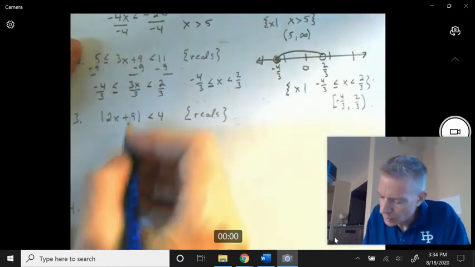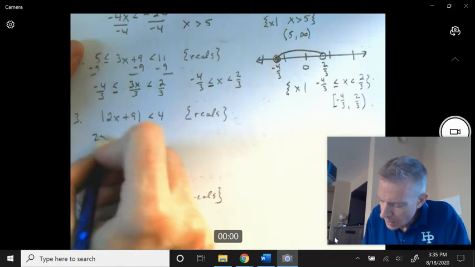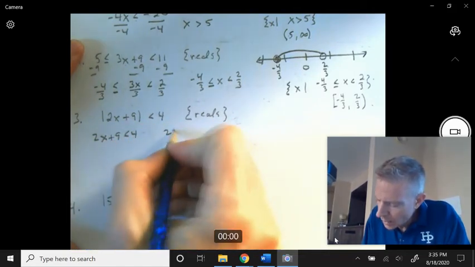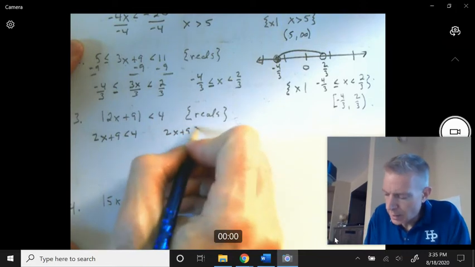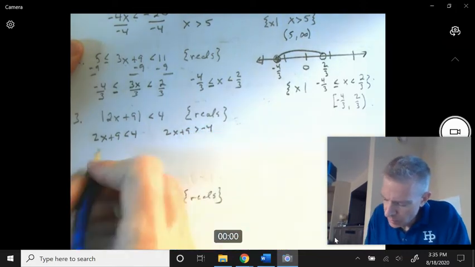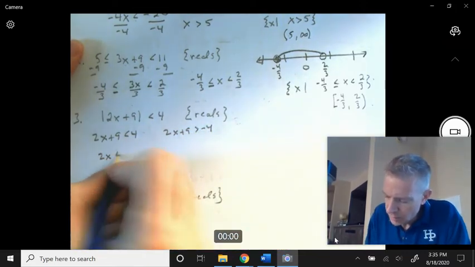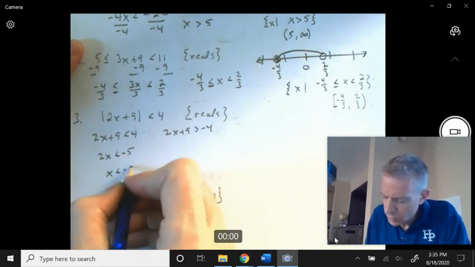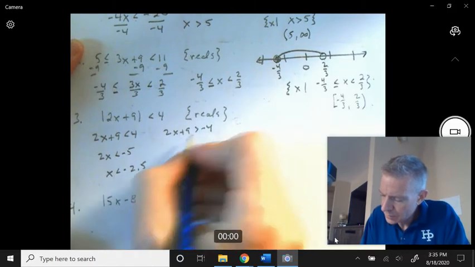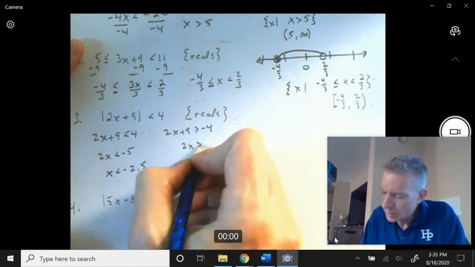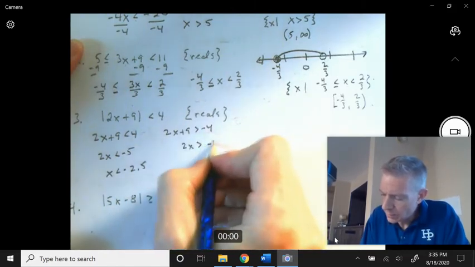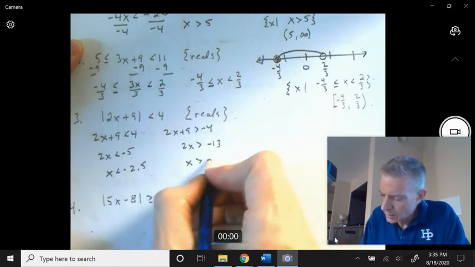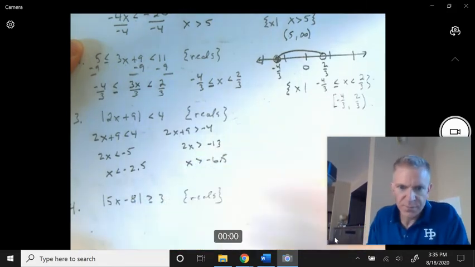This one we got to split into 2. So either 2x plus 9 is less than 4, or 2x plus 9 is greater than negative 4. Solve both. 2x is less than negative 5, so x is less than negative 2.5. 2x is greater than negative 13, so x is greater than negative 6.5.